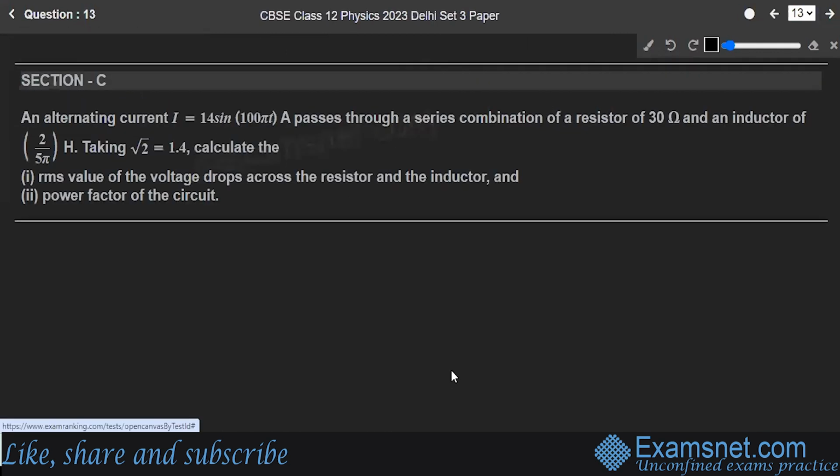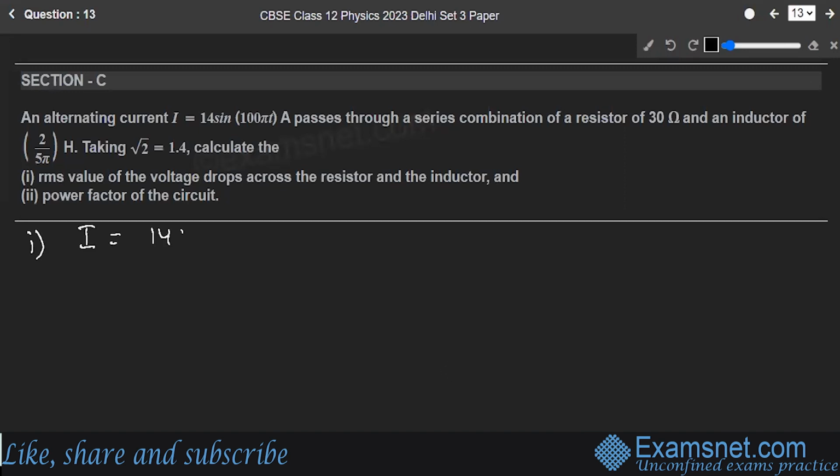Next is question number 13. An alternating current I is equal to 14 sine 100 pi t A passes through a series combination of a resistor of 30 ohm and an inductor of 2 upon 5 pi H. Taking root 2 as 1.4, you have to calculate the RMS value of the voltage drops across the resistor and the inductor. So let's start.